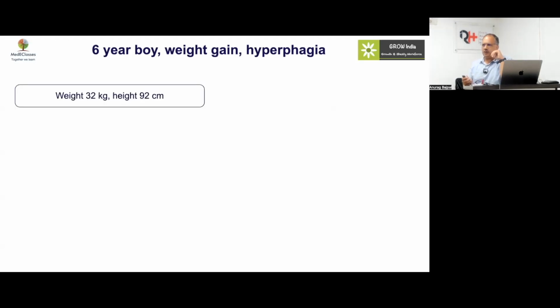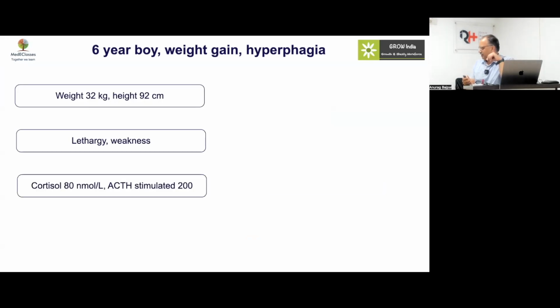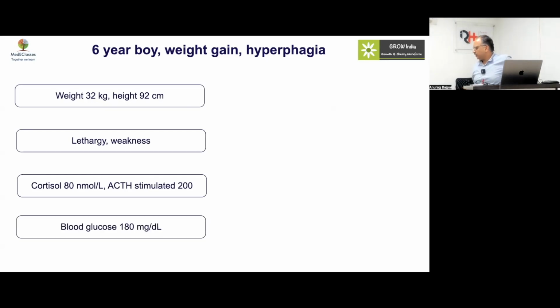Weight is already 32. The height is reasonable. There is lethargy and weakness. Cortisol level is low, and despite giving ACTH, the level only went up to 200 nanomoles per liter. So there is a cortisol deficiency. Now, there are mildly elevated blood sugars. So what are you thinking of in this perspective?